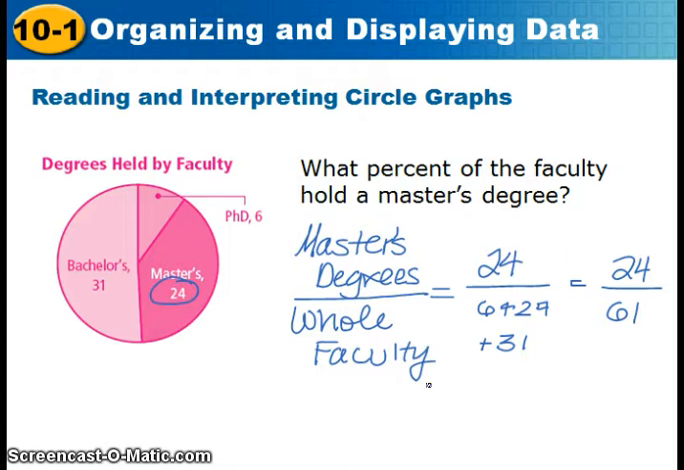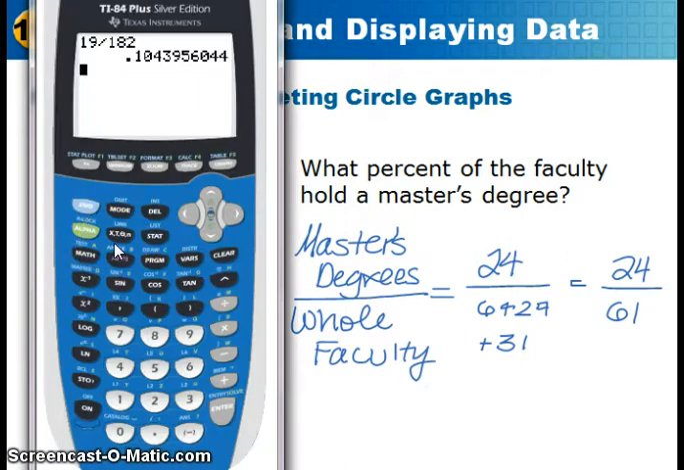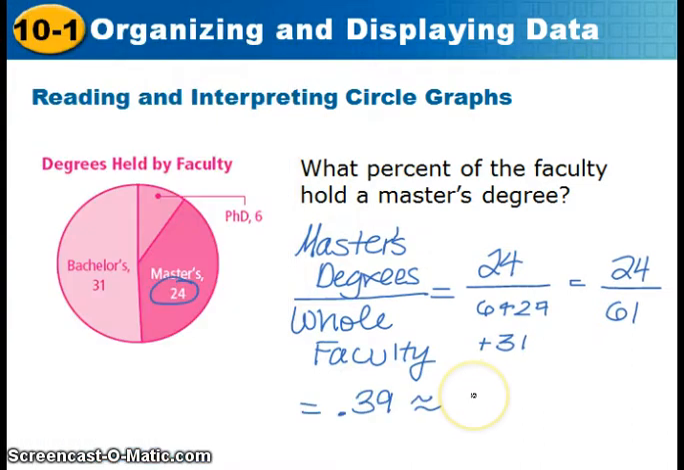And then it would be time to bring our calculator back in and divide 24 by 61. So that's what I'm going to do right now. And when you divide 24 by 61, we end up with 0.39. So I'm going to write that. And when you convert that to a percent to answer the question, 0.39 would be 39%. So 39% of the faculty at this school holds a master's degree.